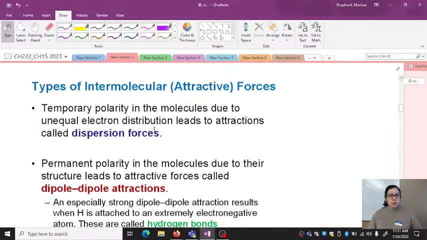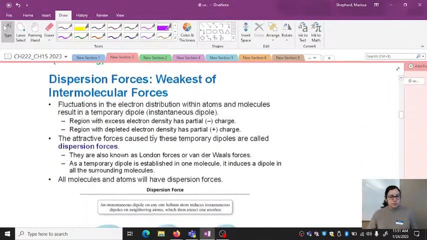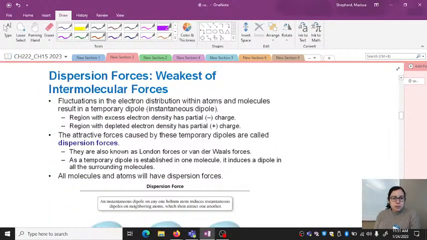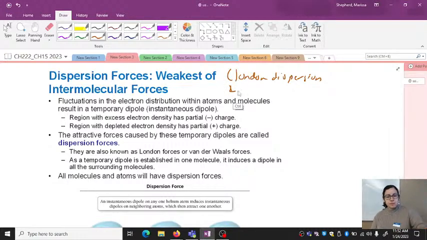All right, so let's start with the weakest. We're going to start with dispersion forces. You might see them called different things. They could be called dispersion forces. Their full name is London dispersion, so you might see that term. Or they're also known as van der Waals forces.